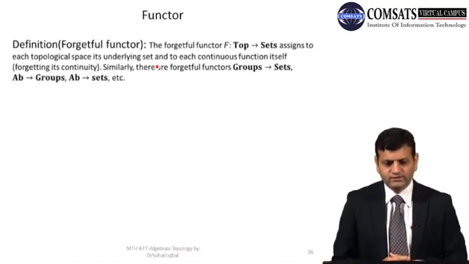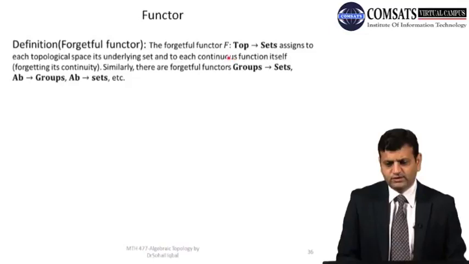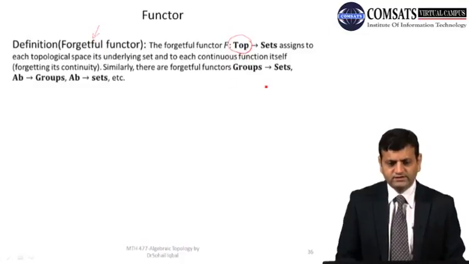So the last definition of this lecture is an important one, the forgetful functor. So what is a forgetful functor? It takes structures and it forgets. As the name of this functor suggests, it is forgetting something. So it forgets the structure of the objects, and it forgets the structure of the morphisms as well.